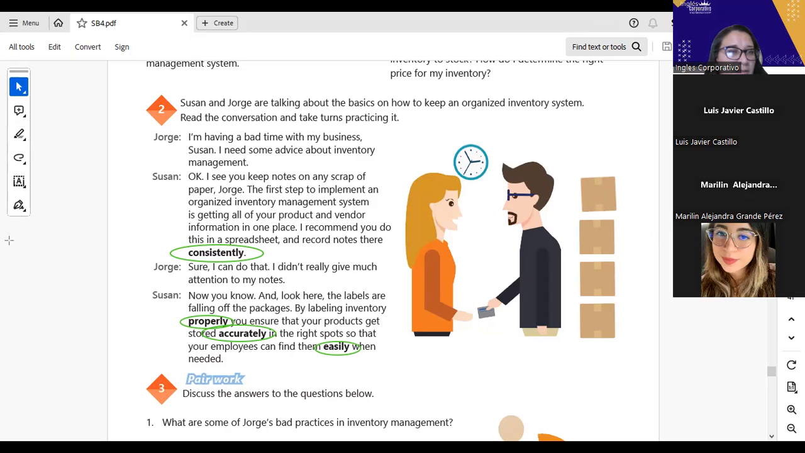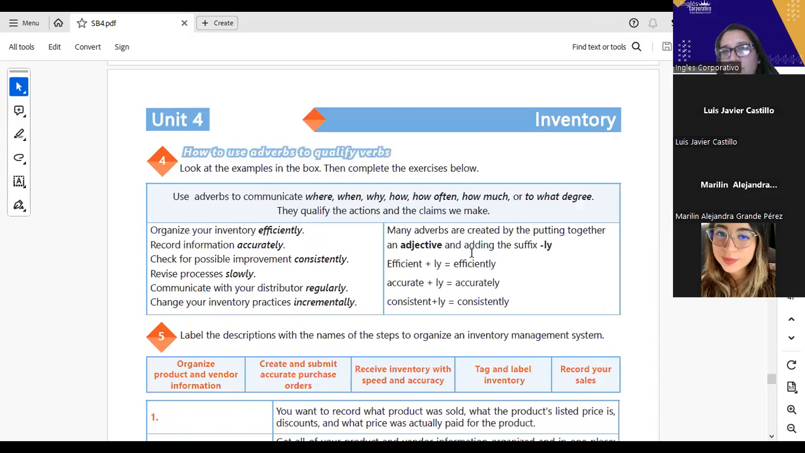So now let's go on. Let me just move. Okay, this is the introduction as well through the chart, okay? Now, in a structured way, they present how to use adverbs to qualify verbs, okay? Look at the examples in the box, then complete the exercises below. Let me read this, okay? Use adverbs to communicate where, when, why, how often, how much, or to what degree they qualify the actions and the claims we make. Organize your inventory efficiently.